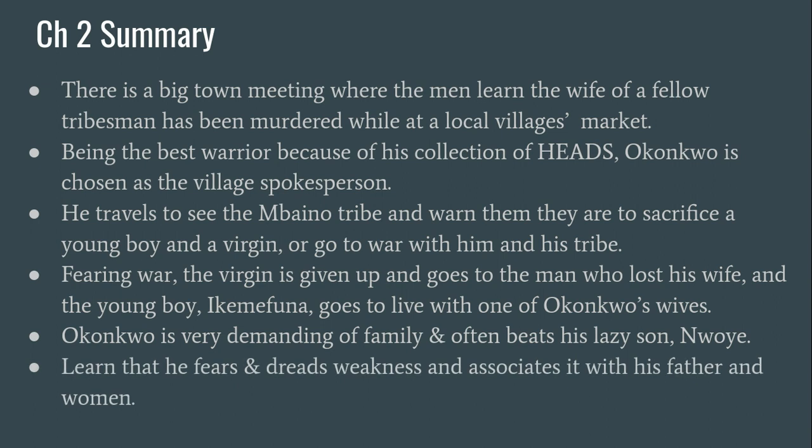We learn that he totally fears and dreads weakness, the weakness of his father. He associates weakness and fear with his father, and he associates those qualities with a woman. And so anybody who was called a woman or was called weak or afraid, it's basically the same thing. And a man, especially in that tribe, or any man, would not want to be called this at all. And so we really see that here in chapter 2. And that helps to really characterize Okonkwo for the rest of our novel.